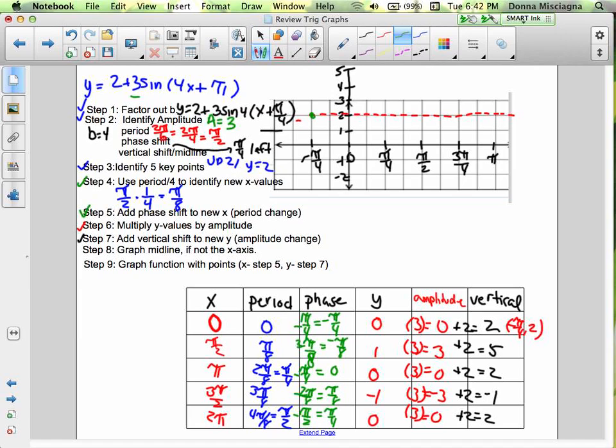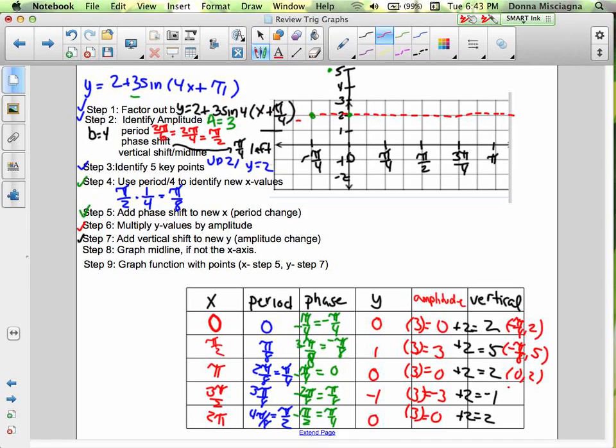So now we're ready to graph. We've got our graph labeled. We've got our midline graphed. And now let's graph our points. So negative pi fourths, 2. Our next point is negative pi eighths, 5. All right, so that's going to be way up here. Our next point is 0, 2.